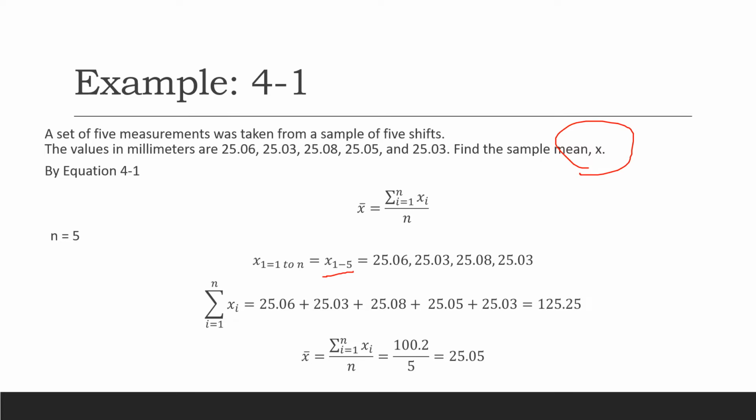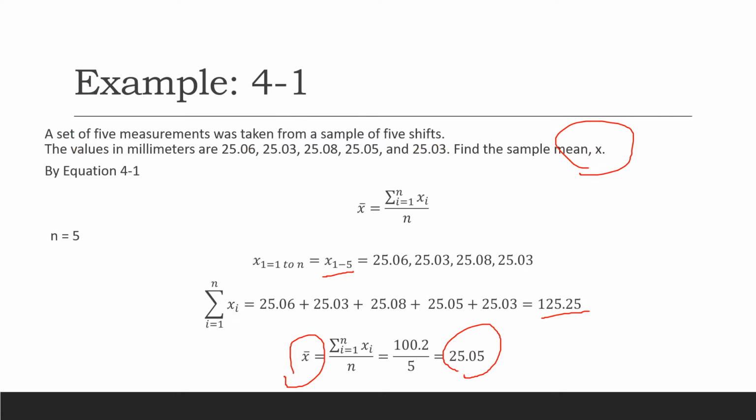And here are your 5 data values. So now we're going to add them up, and we get this. Then we divide it in order to get the mean, so we divide by 5. So we get 25.05. That is your mean measurement, the mean of the 5 shifts.